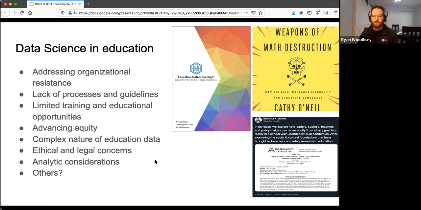Of course, there are ethical concerns and legal concerns, especially with K-12 education, along with other laws and things with older higher ed. And then having to deal with the type of analyses that we do, and what's best practice within education may be slightly different than other fields.